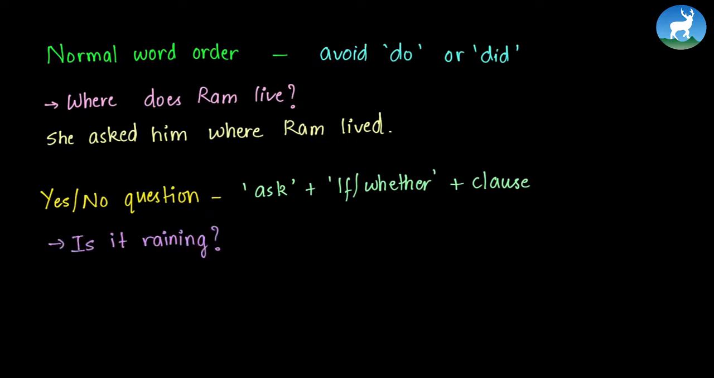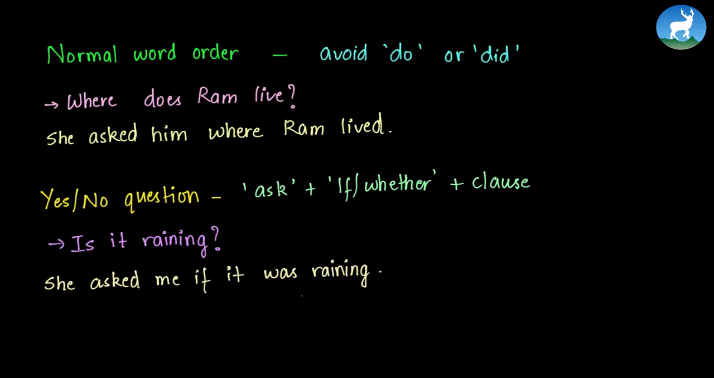Is it raining? Now this is a yes or no question. So yes, it is raining, or no, it isn't raining. So these are the possible answers to the question. Now for these kind of yes or no questions, we can convert into indirect speech by using ask plus if or whether and then the clause. Now is it raining is converted to if it was raining.